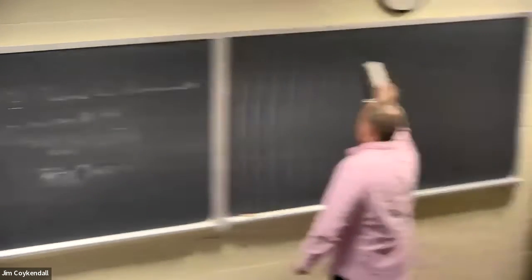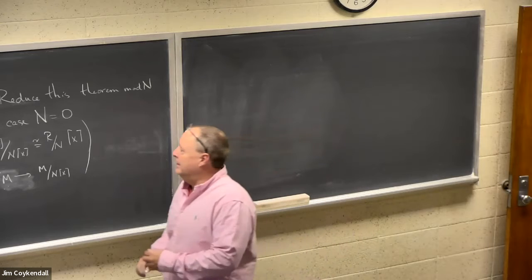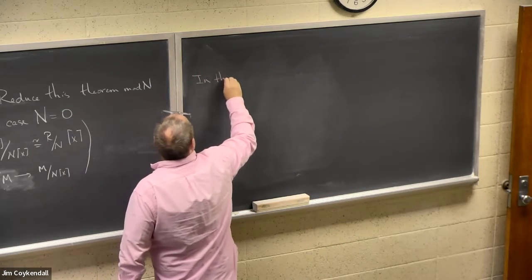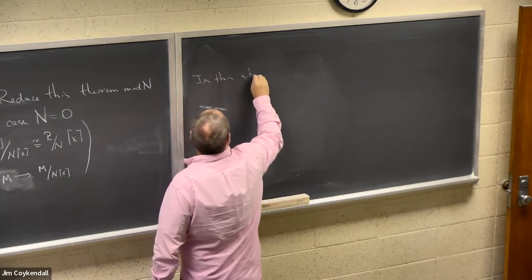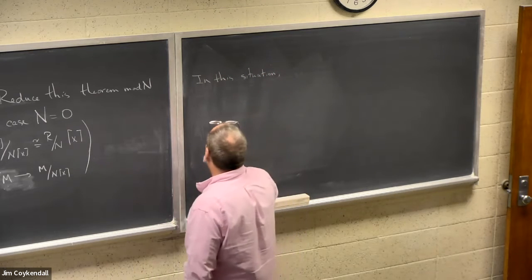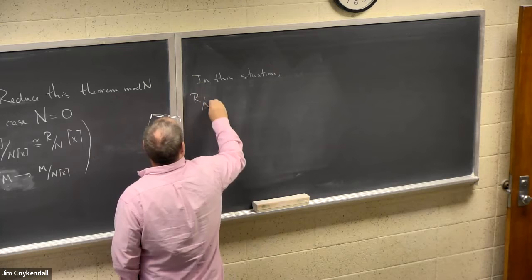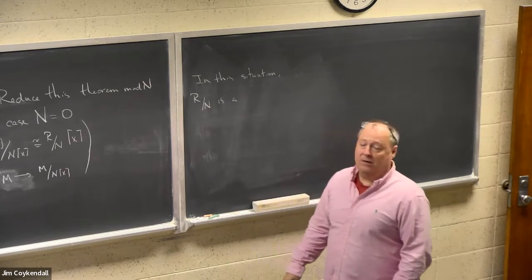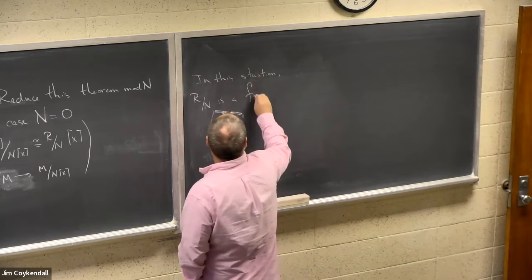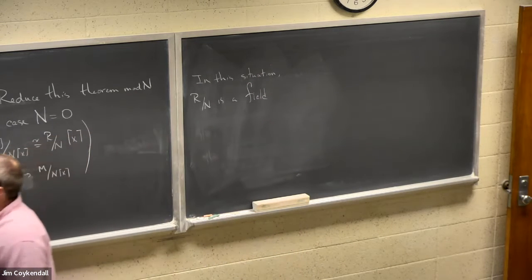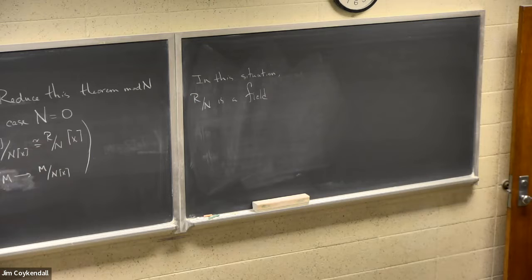because now in this situation, what you have is R mod n is a field. Right. Because remember, n was a maximal ideal of R, so R mod n is a field.